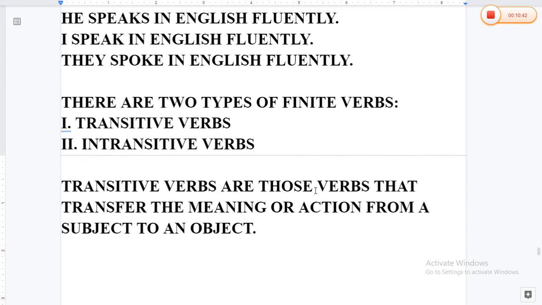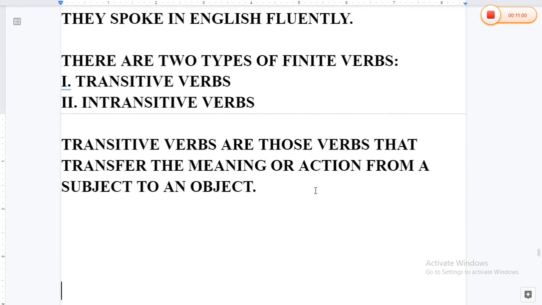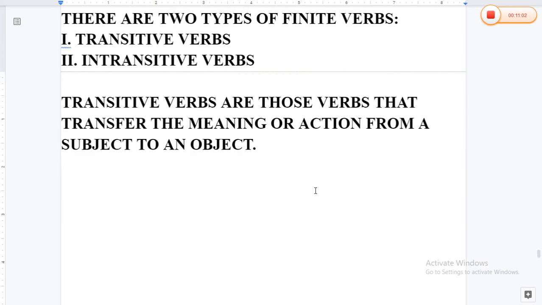Like, for example, I teach you. It means I am performing the action of teaching and I am transferring the teaching action to you. So teaching is a transitive verb. Let's take some examples of transitive verbs to make it more clear.